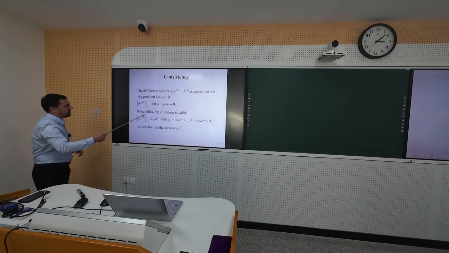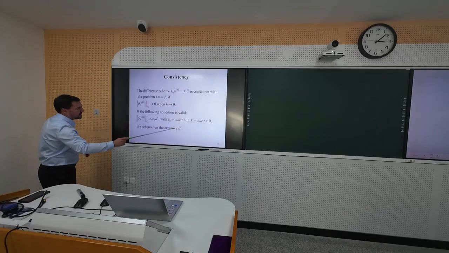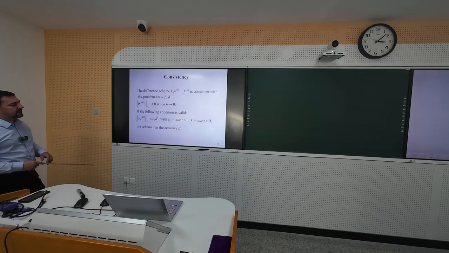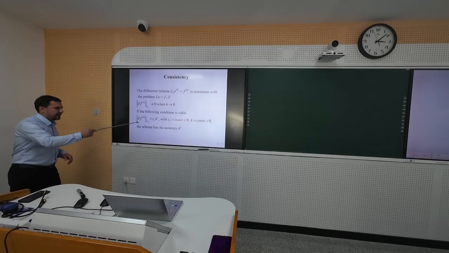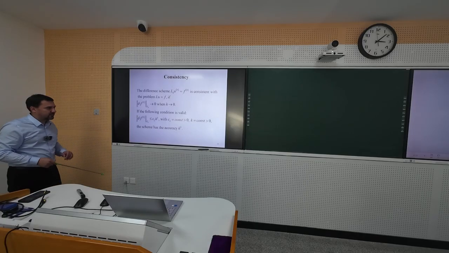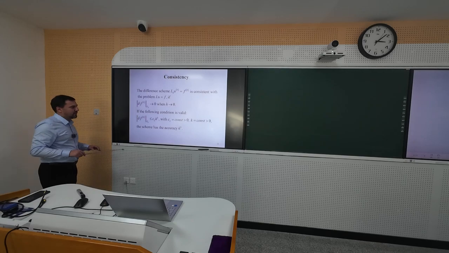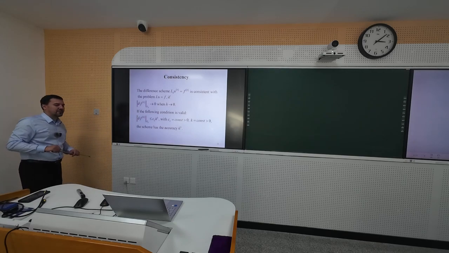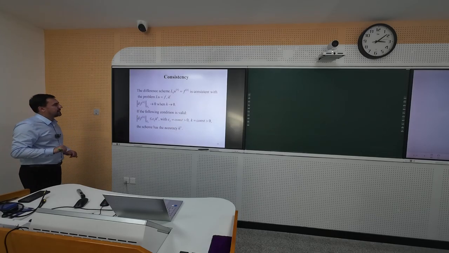If the following condition is valid, so this truncation error is less than C2 H to K, with C2 some constant greater than 0 and K a constant greater than 0, then the scheme has the accuracy H^K. As you can see, in the definition of convergence we had the constant C1 and here the constant C2. That's not just a coincidence. So we move towards the proof of the main theorem of numerical mathematics, it's called the main theorem of numerical mathematics, with different names.